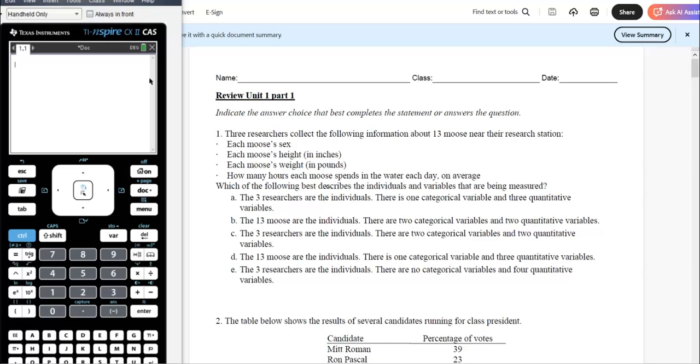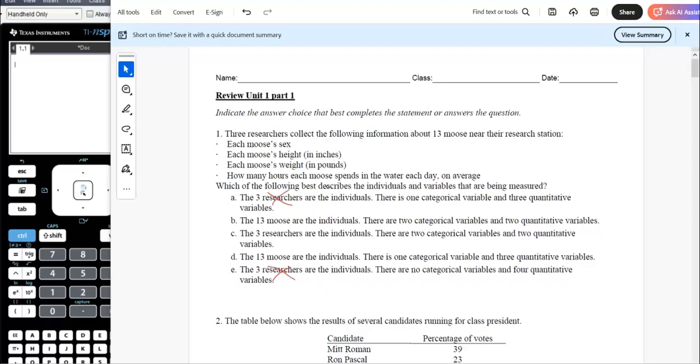So individuals definitely are not the researchers. So I think those answers are gone. Oh my goodness, we're down to B and D already. Okay, so the moose are what's being studied here, right? So there are two categorical, or two.